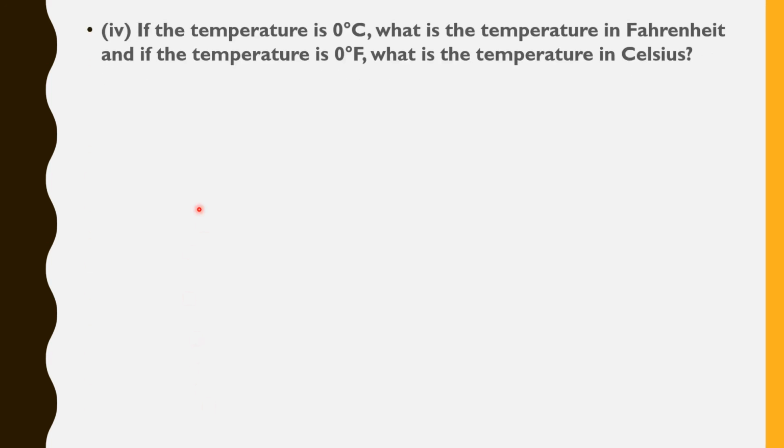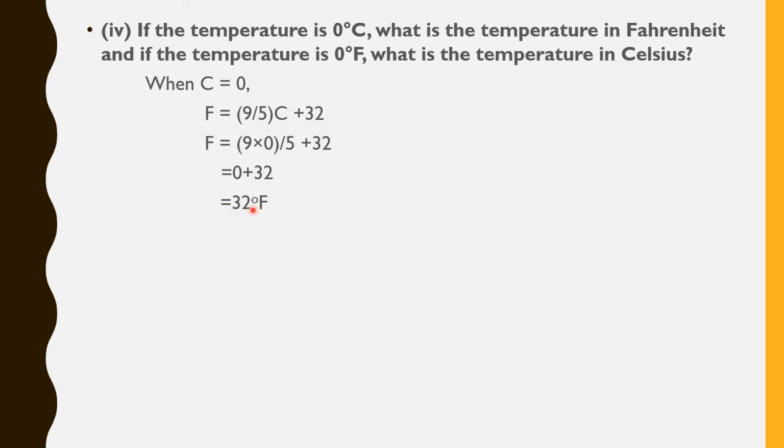Our next sub question is, if the temperature is 0 degrees Celsius, what is the temperature in Fahrenheit? And if the temperature is 0 degrees Fahrenheit, what is the temperature in Celsius? So our first condition is when C is 0. Substituting C = 0 in F = 9/5 C + 32, I will get F = 9 into 0 divided by 5 plus 32, which will give F as 32. So when C is 0, F is 32.